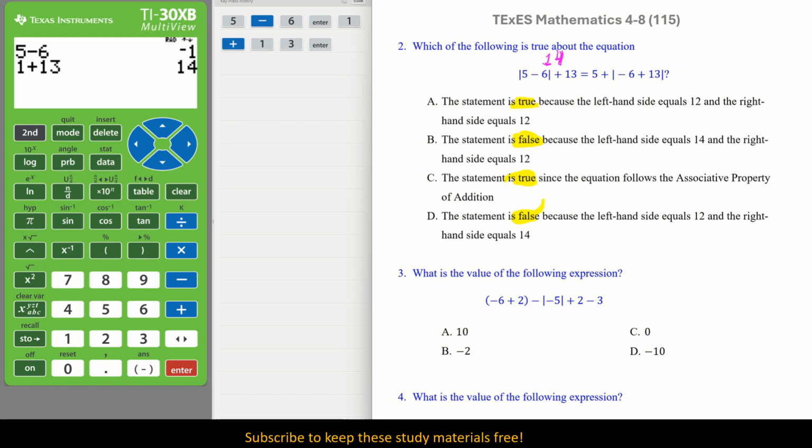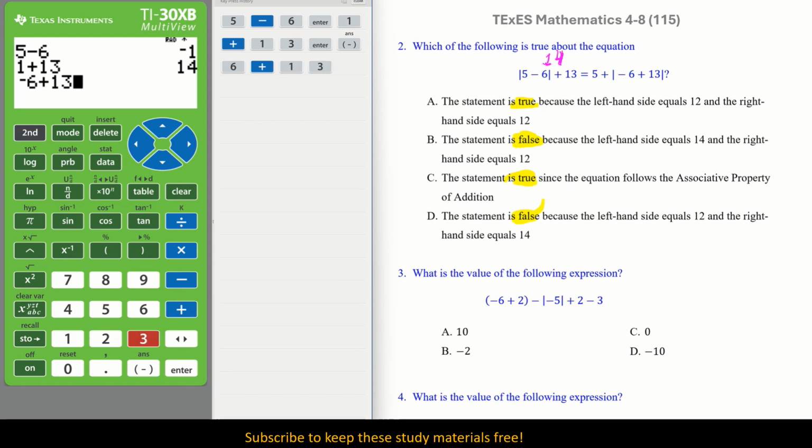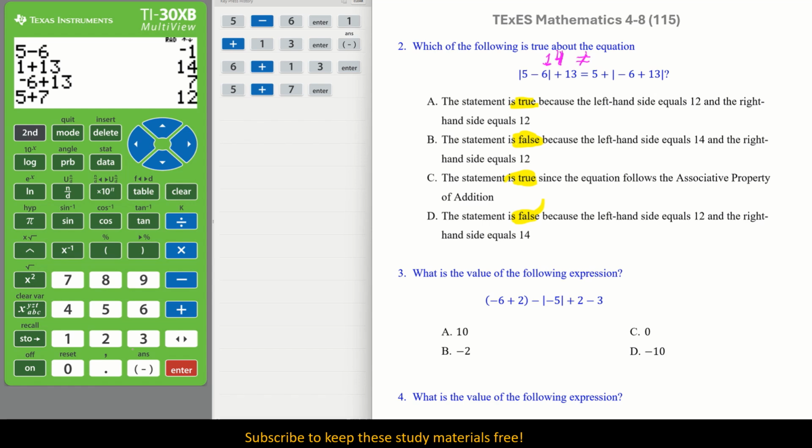Well, let's see if that's actually equal to the right-hand side, okay? But look at the absolute value first. So what we have is, in the absolute value, we have negative 6 plus the 13. Well, that's 7. But the absolute value of a positive number is still the positive number. So what do we really have? We have 5 plus 7 equals 12. Well, that's not going to be equal to 14. Okay, so this here, let me write this better. This tells me that our statement is false in the first place.